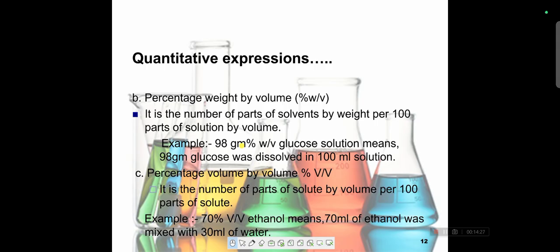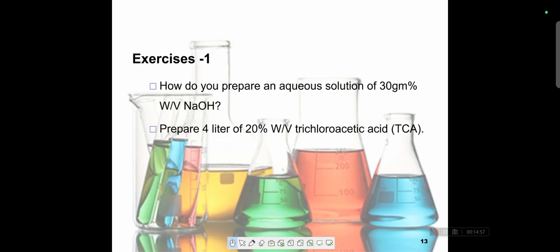Whenever the amount is denoted, it denotes the number of parts of solute by volume per 100 parts of the solution. So here 70 is the amount, 70 ml of ethanol, which is mixed with 30 ml of water, right? So we will be subtracting the amount from the 100 ml, then we will get the amount of solvent in it. So this is how the percentage is calculated.